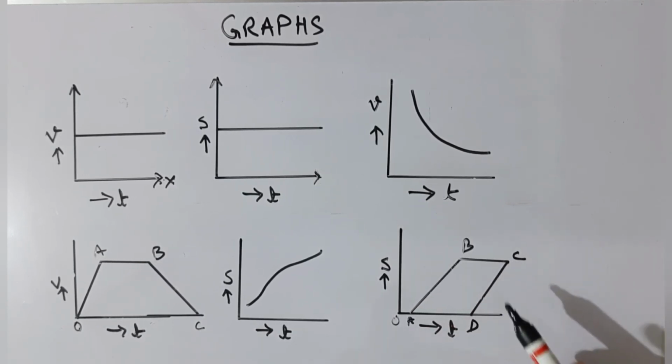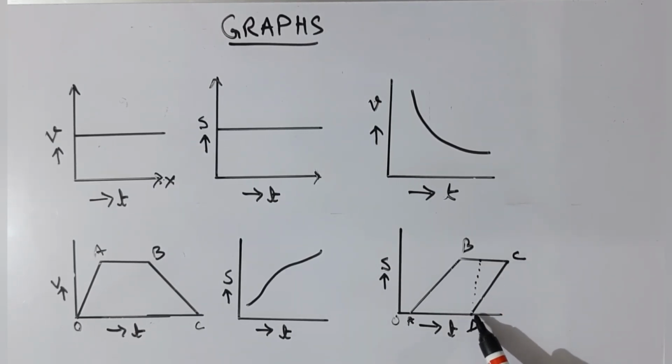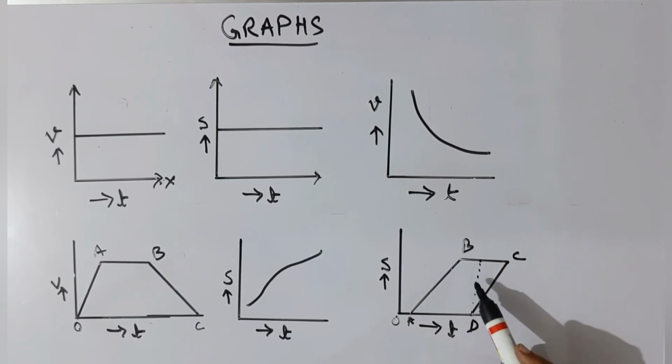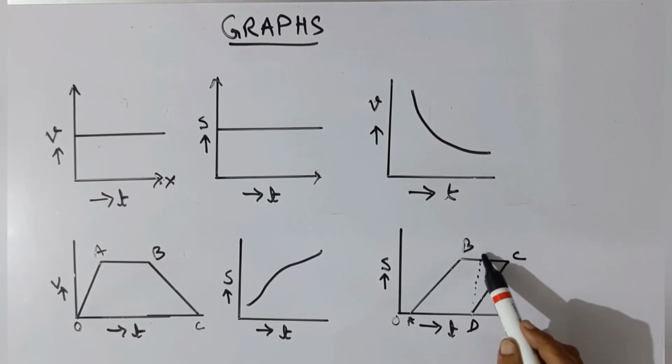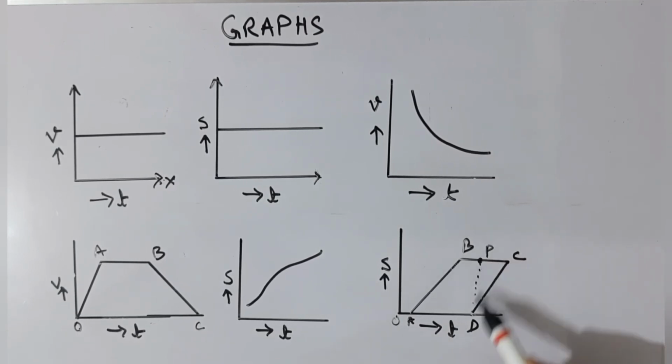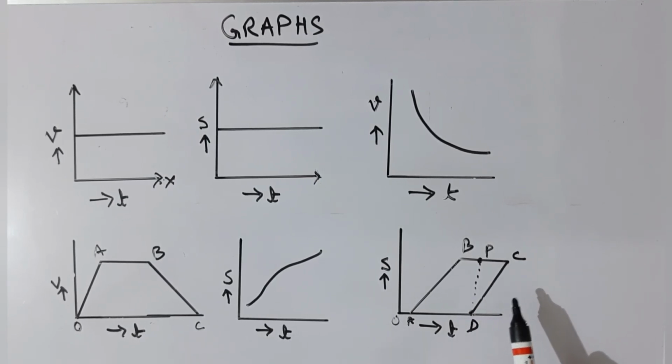But from C to D, the position of the object at time D, when the object is at point D, the object appears to be at two places simultaneously, which is not possible. There are two positions for the time t, at point D and also at point say P, which is not possible. So this graph is incorrect. There must be something wrong in the data or there is some mistake in the plotting of the graph.